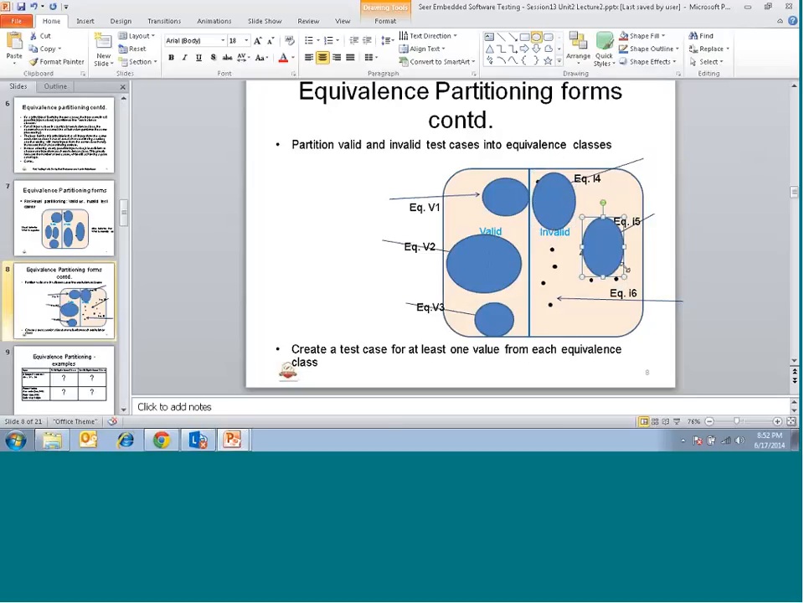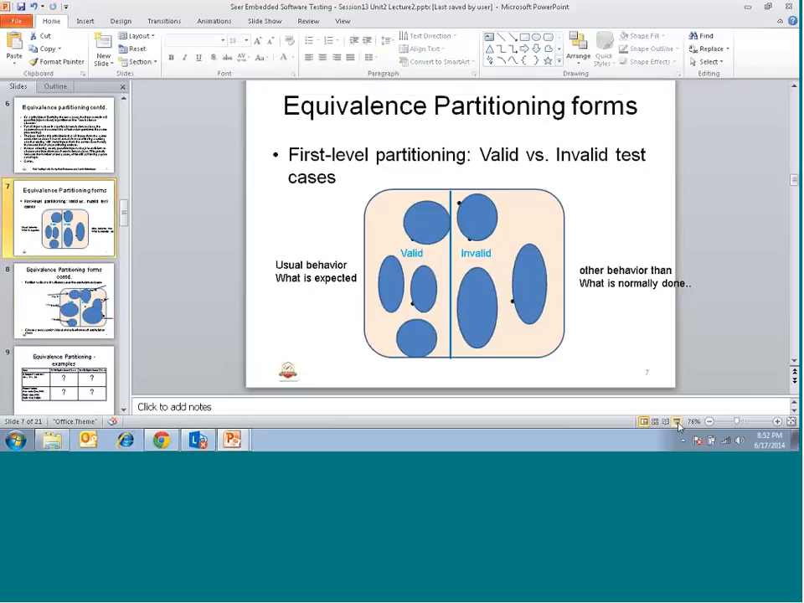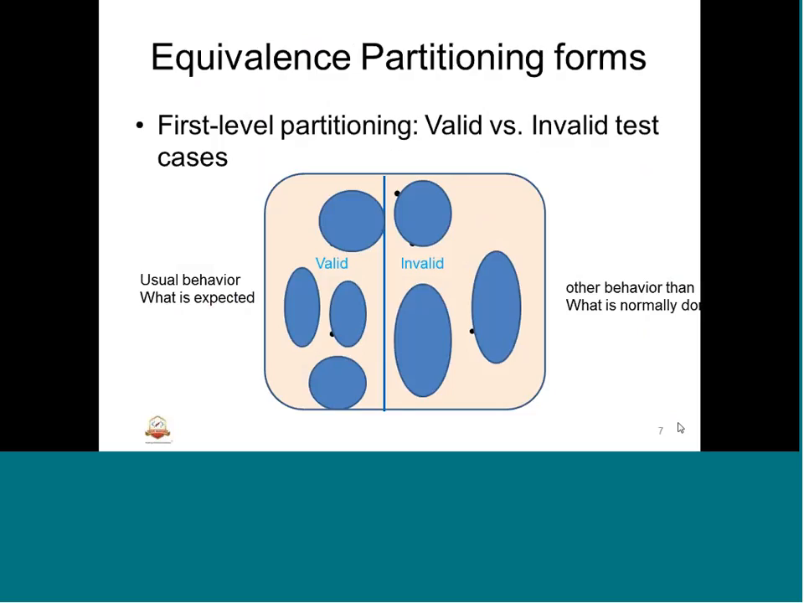This space, whatever we see, all these lists of them can be other. So 3 valid and 3 invalid. It again depends on what sort of test cases there are for the behavior of the system. So the first step is to identify all the test cases, then divide the space into two levels of partition. One is valid, the other one is invalid.